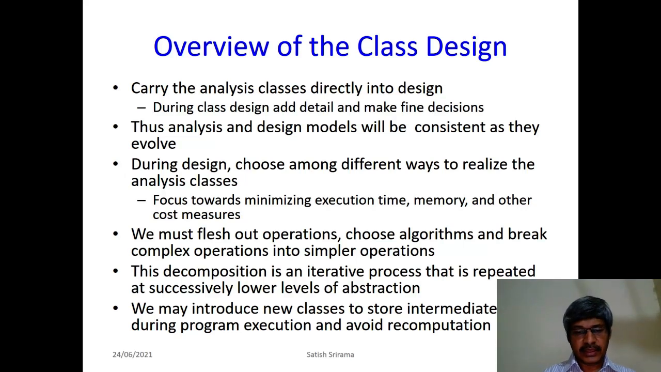In the process, we may also have to introduce new classes to store these intermediate results. For example, during the program execution, certain results you will be calculating. These intermediate results you may store in certain classes as variables. For that, you have to add new classes, etc. Primarily, you are avoiding recomputation. So these are some of the steps we should be looking at. These are some of the class design activities, more or less.